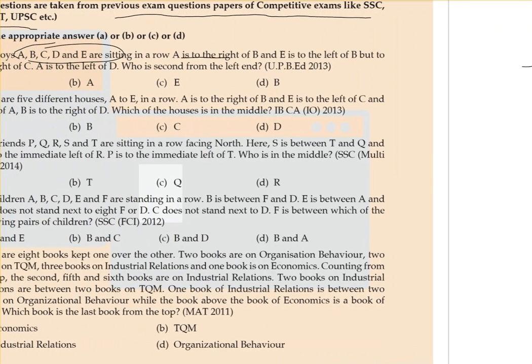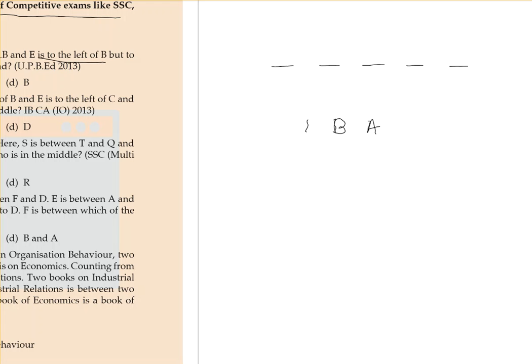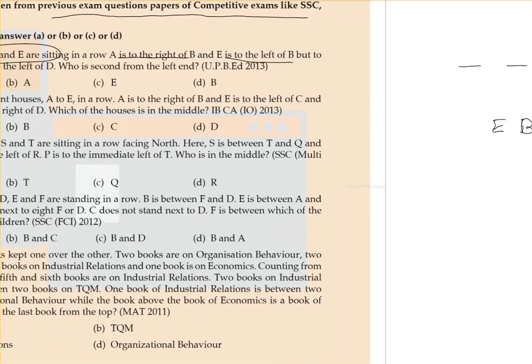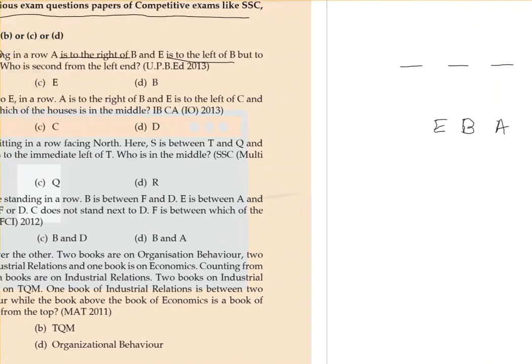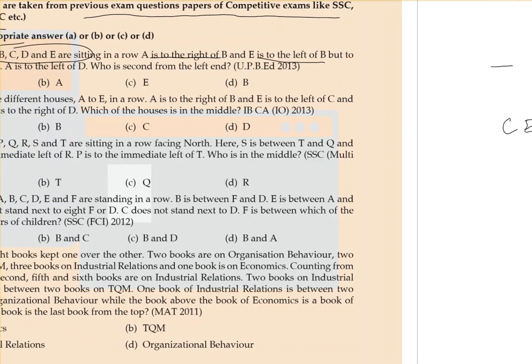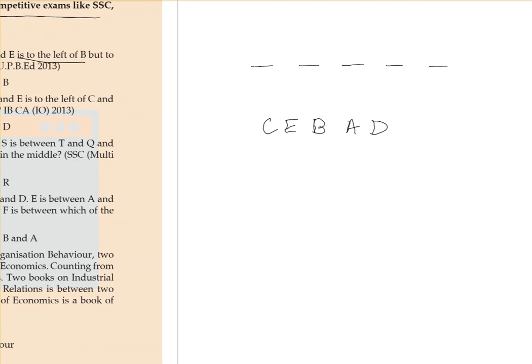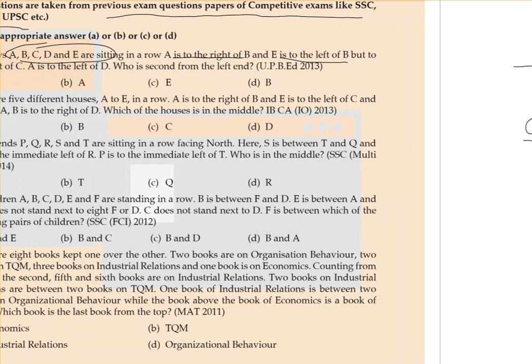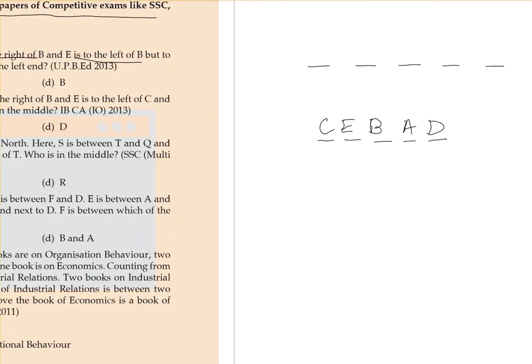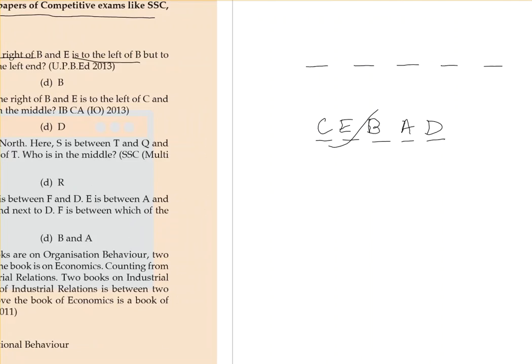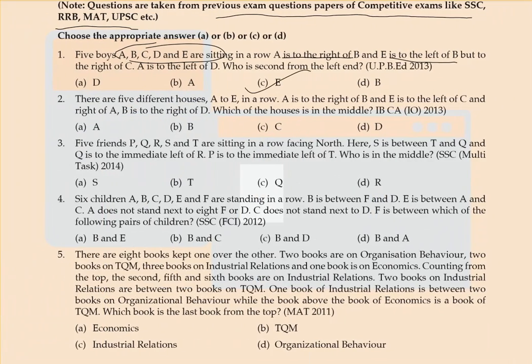A is to the right of B, and E is to the left of B, but to the right of C. E is to the right of C, okay. A is to the left of D. All five are placed, so we have no confusion. Who is second from the left end? E, okay.